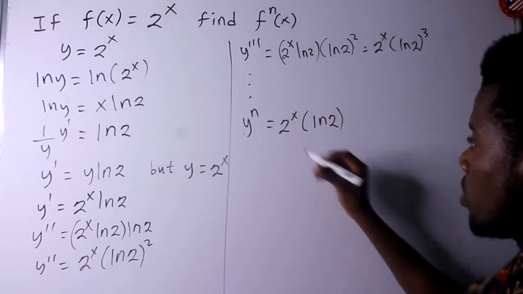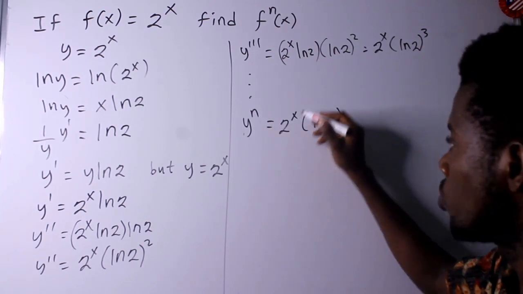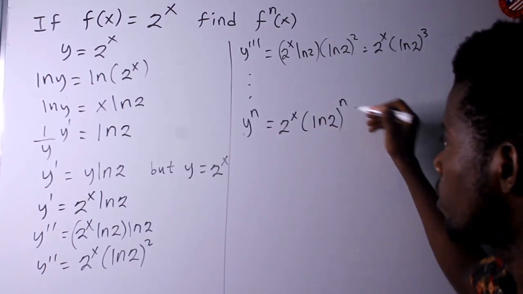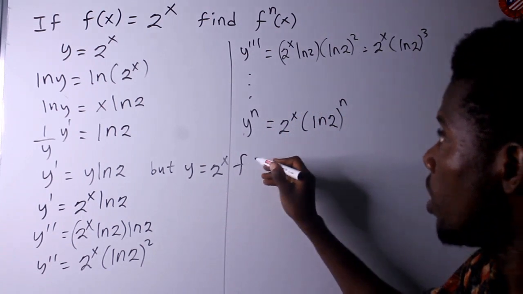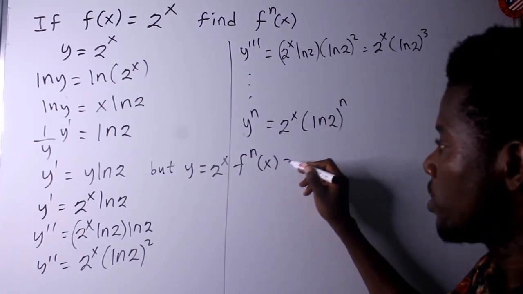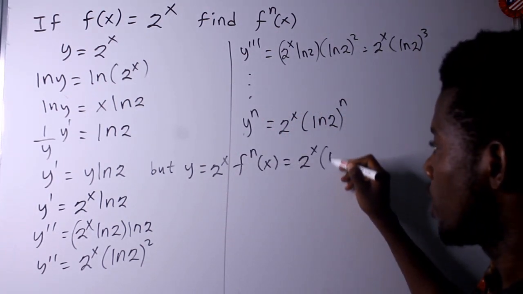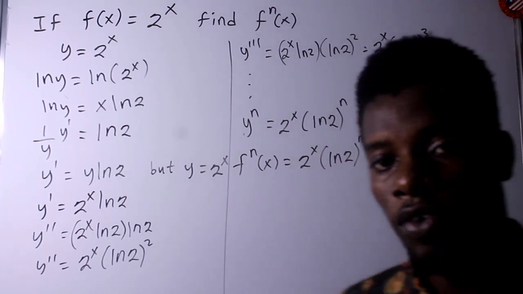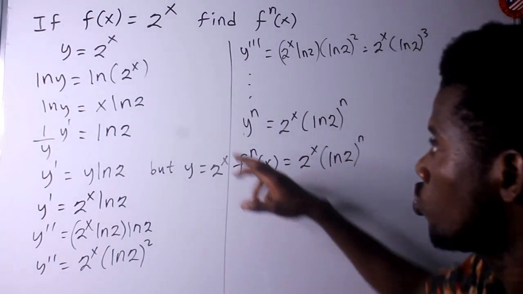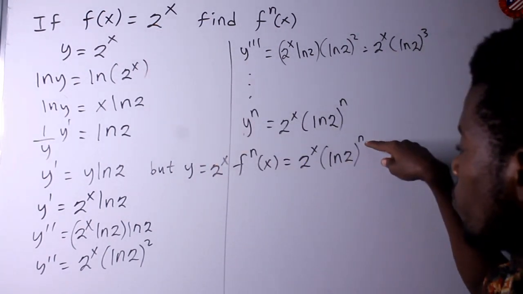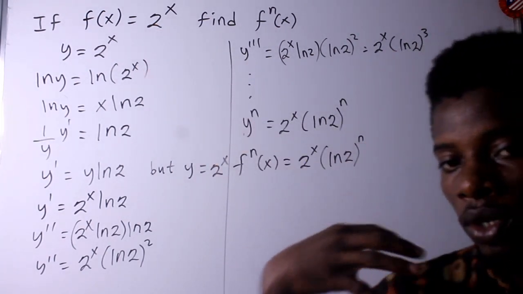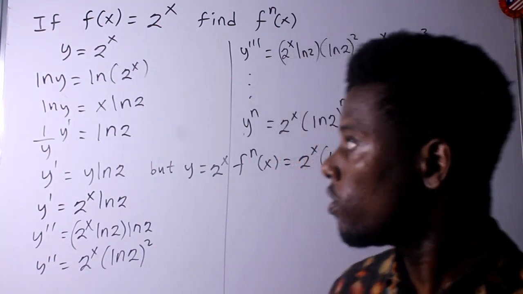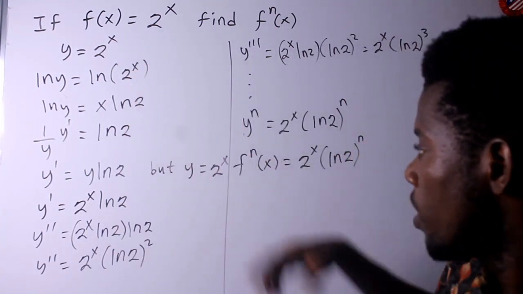So in this case, the nth derivative will be 2 raised to the power of x, ln of 2 raised to the power of n. Or f^(n)(x) is equal to 2 raised to the power of x times ln of 2, all to the power of n. So whatever number of derivative you want to find for 2 raised to the power of x, just replace n with that value.